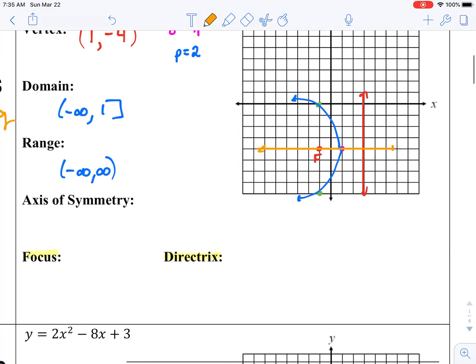And this is a visual. It does not have to be in your graph, versus the focus and directrix do need to be in your graph. But I like to draw it in to have our picture visual. This is a horizontal line. And how do you write an equation of a horizontal line? That is going to be y equals 4.